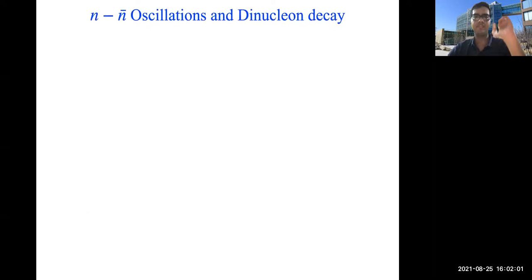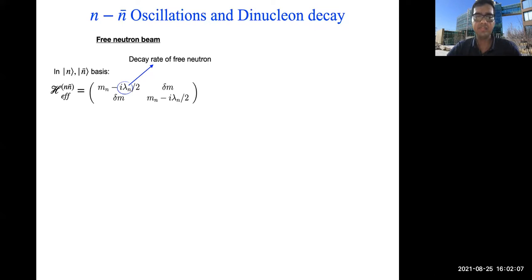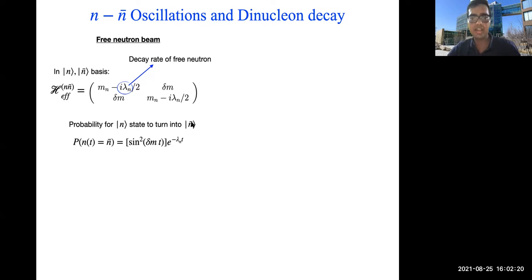So the searches for n-nbar oscillations have been on 2 frontiers. For the free neutron beam, in field-free vacuum, the effective Hamiltonian in the n-nbar basis looks like this, where delta m is the off-diagonal element, representing that the n state can turn into an nbar with this probability. This has been searched for at ILL Grenoble, and they obtained a bound on delta m, which is this. Of course, they were not dealing with field-free vacuum.